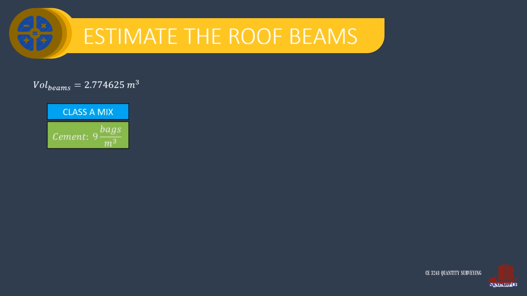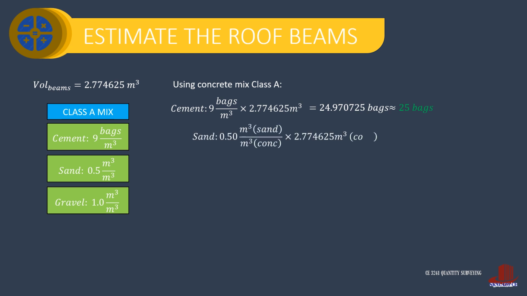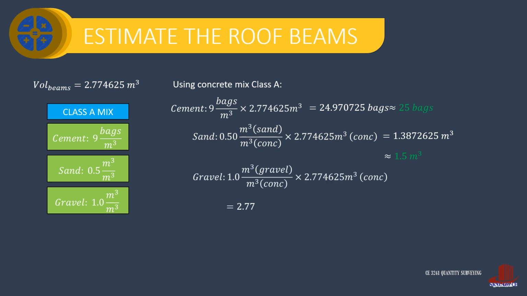To take the quantities of materials for the roof beams, we use Class A mix. So, for cement, multiply the volume by 9 and have 24.970725 bags, rounded to 25 bags. Sand then multiply 0.5 by the volume and come up with 1.3872625 cubic meters, rounded to 1.5. Gravel multiplies 1 to the volume, giving 2.774625 cubic meters, rounded to 3.